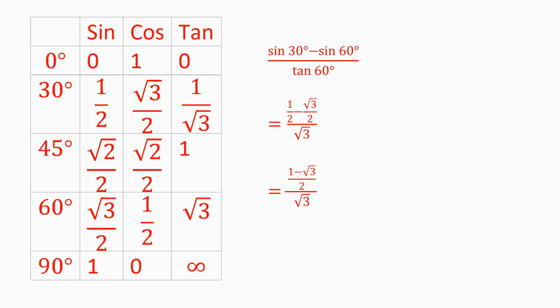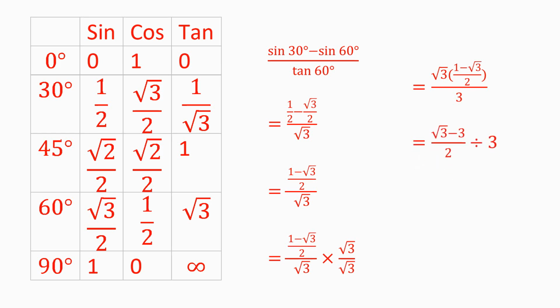Then in the denominator, we can eliminate the root by multiplying it with its conjugate. So we have (1 minus root 3) over 2, over root 3, times root 3 over root 3. Simplify that, we have root 3 times the whole expression in the numerator, divided by root 3 times root 3, which is 3. So opening the bracket, we have root 3 minus 3, since root 3 times root 3 is 3, over 2, divided by 3, which was the denominator.